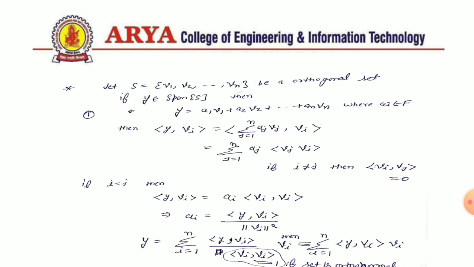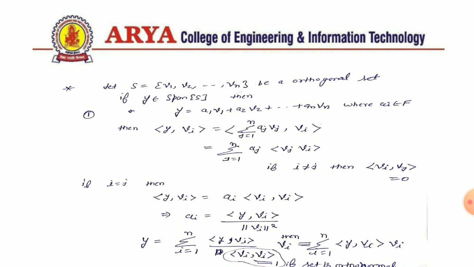Then if we take the inner product of y with any vector of S, then we get inner product of summation j equals 1 to n aj vj with vi. Now applying the property of inner product, summation j equals 1 to n aj inner product of vj and vi. If i not equals j, then inner product of vi and vj equals 0 by the definition of an orthogonal set. So if i equals j, then inner product of y and vi gives ai times inner product of vi and vi. So we get ai equals inner product of y with vi upon norm of vi whole square.